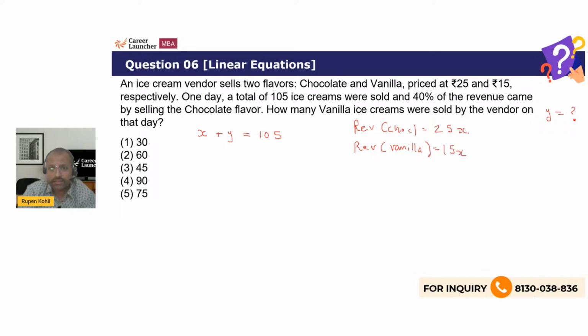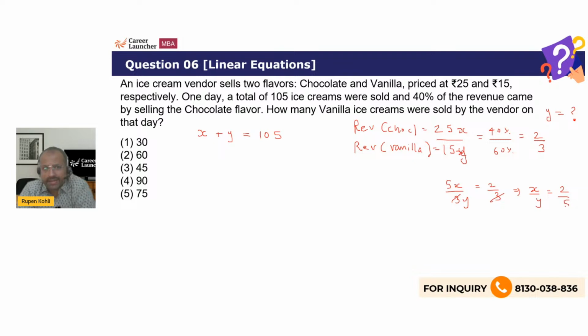40% of the revenue is from chocolate, so this is 40%, and therefore this is 60%. So can I say the ratio is 40% by 60%, or 2 by 3? So 25x by 15y equals 40% by 60%, or 2 by 3. So I have got my two equations. One is the sum of the two variables, and one is the ratio. This simplifies to what? 5 cancels. This is 5x by 3y equals 2 by 3. And therefore 3 cancels, and x by y is 2 by 5.